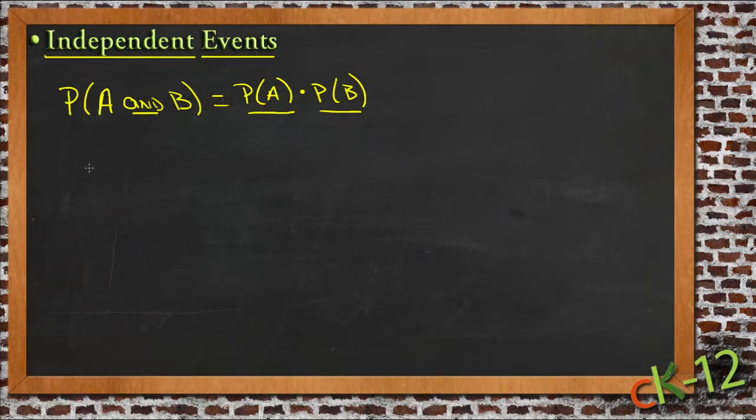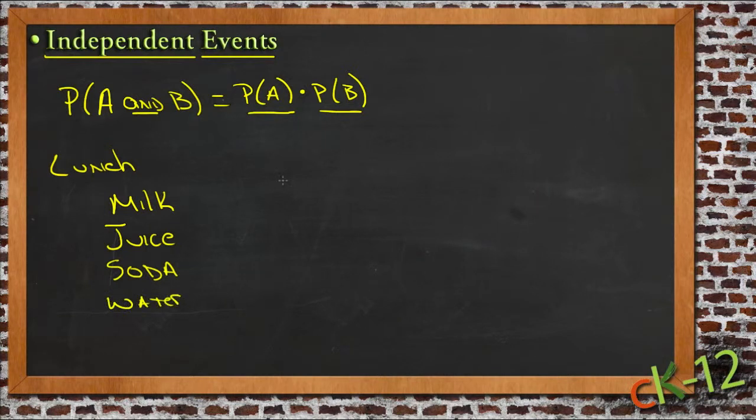Let's do an example. Let's say we're talking about lunch. Everybody likes to talk about lunch, right? Say for lunch, there are two sets of possibilities. For your drink, you can either get milk or juice or soda or water. And then let's say for your meal, your food, you can get a burger or a sandwich or chicken or pasta.